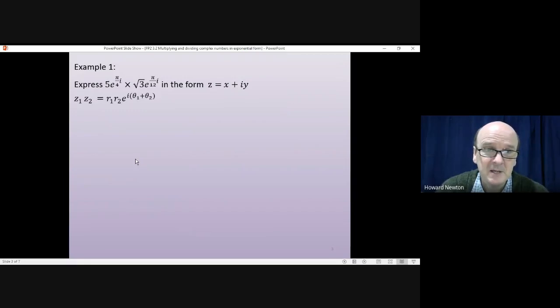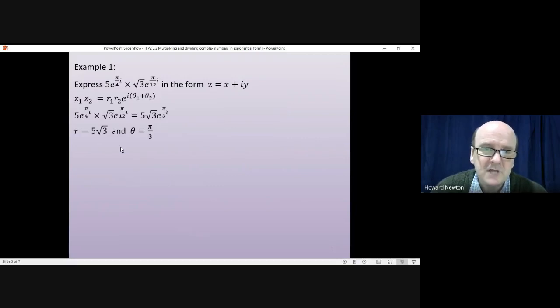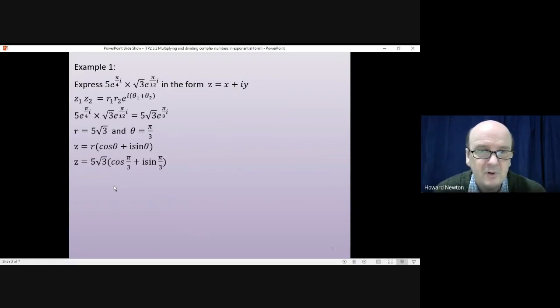So in this case, for the moduluses, we'll get 5 times root 3, which is 5 root 3. And for the arguments, we'll get pi by 4 plus pi by 12, which is pi by 3. So that's the answer in exponential form. The modulus, as we said, is 5 root 3, and the argument is pi by 3. And we can use that to now write the complex number in modulus argument form. So z equals r cos theta plus i sine theta will be z equals 5 root 3 into cos pi by 3 plus i sine pi by 3.